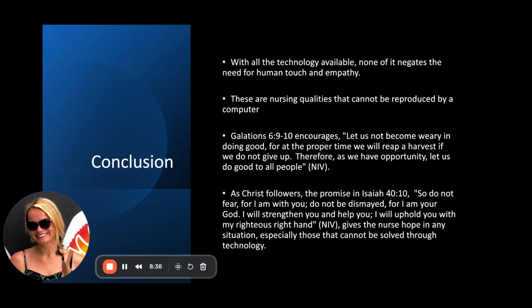As Christ followers, the promise in Isaiah 40:10 says, so do not fear, for I am with you. Do not be dismayed, for I am your God. I will strengthen you and help you. I will uphold you with my righteous right hand. It gives the nurse hope in any situation, especially those that cannot be solved through technology.